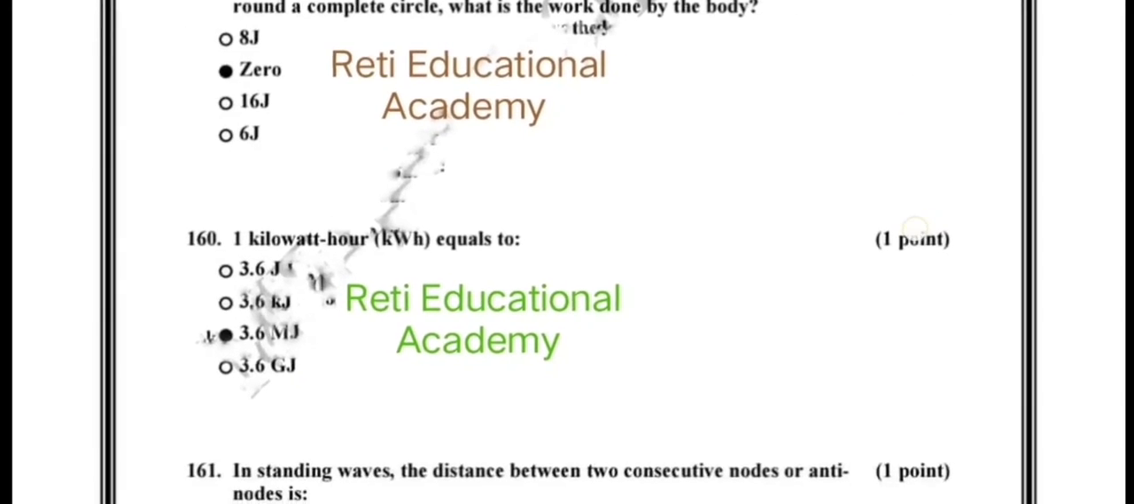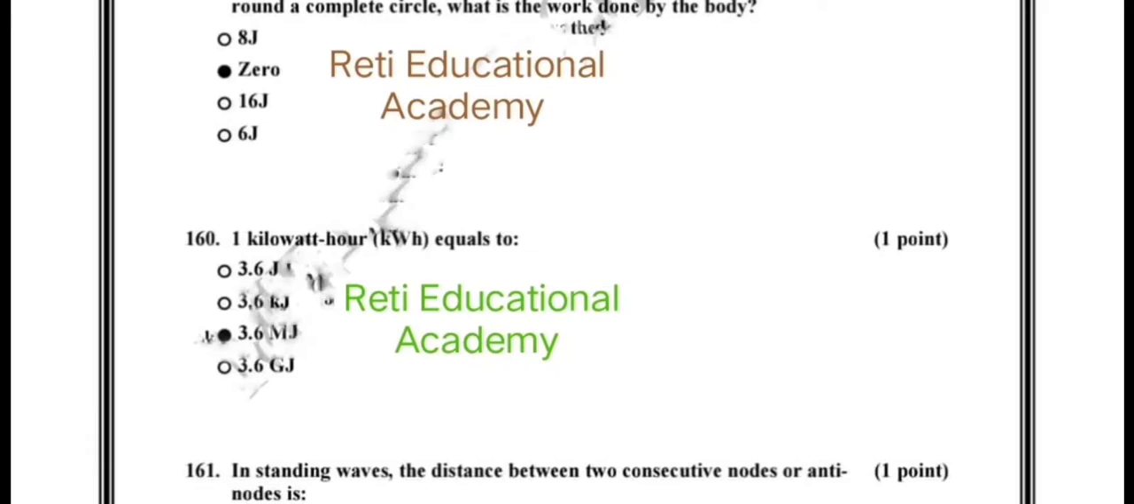Question number 159. A body of mass 4 kg is moving in a circle of radius 2 meter. If the body moves round a complete circle, what is the work done by the body? And the correct option is it will be 0. Question number 160. 1 kilowatt hour is equal to 3.6 mJ.